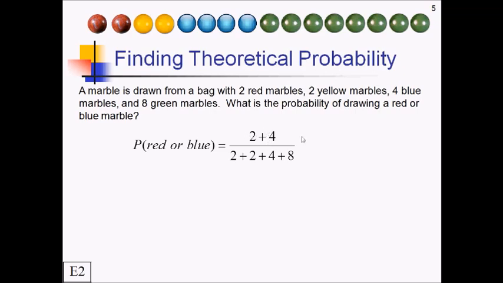So just adding 2 plus 4 up here, we end up with 6 over, now we should actually add this up. This is going to be, let's see here, 16. And then just make sure you reduce the fraction. So that'll be 3/8. In general, your probability, if it's going to be a fraction, it has to be a reduced fraction. Otherwise, just make it a percent or a decimal.